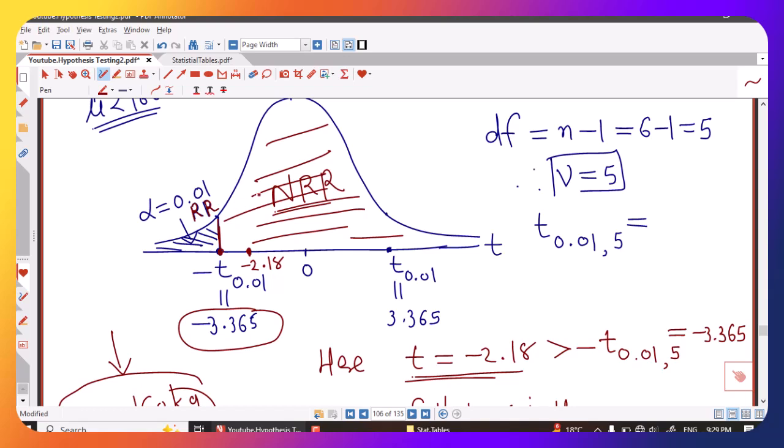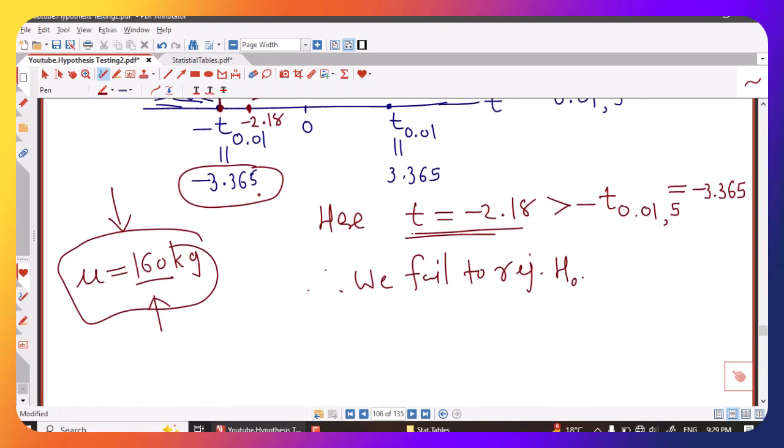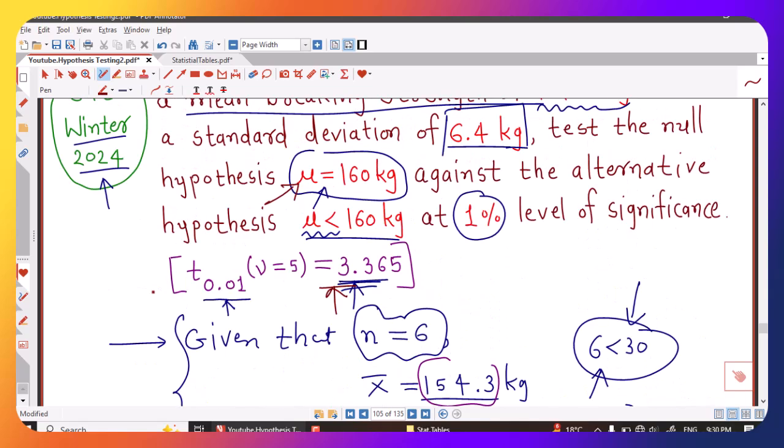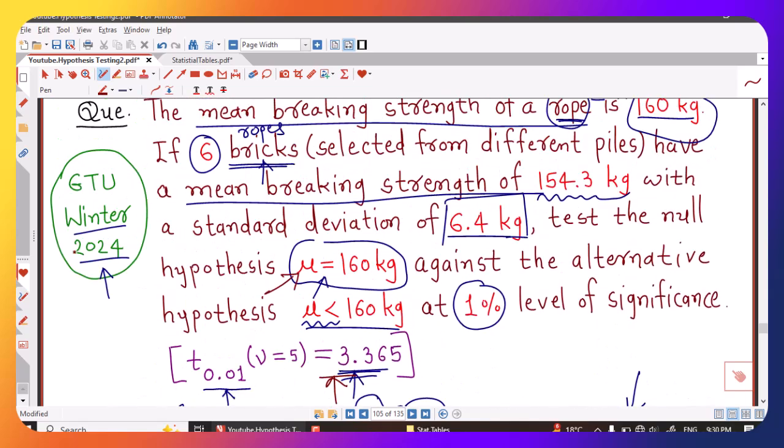So here our conclusion is that we fail to reject the null hypothesis. That means we can say that the evidence from the sample is not enough to prove that the mean breaking strength is different from, or is smaller than, 160 kg. So this is a nice question. It was asked in the GTU Winter 2024 exam.